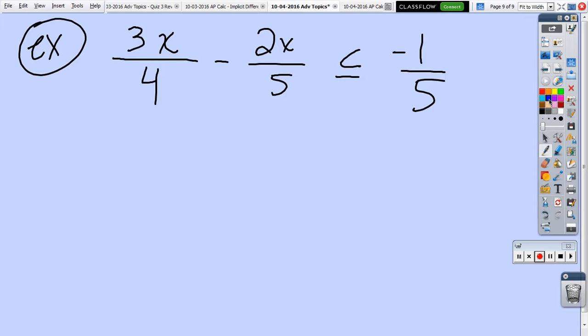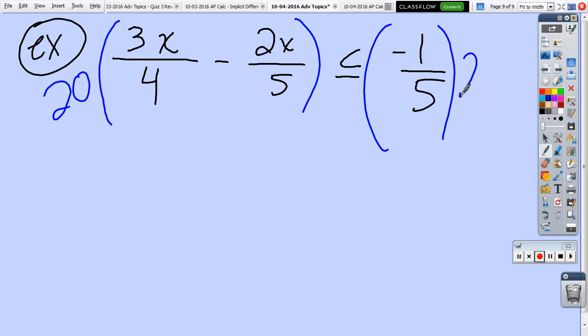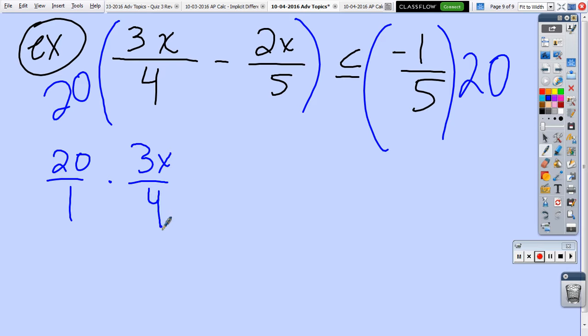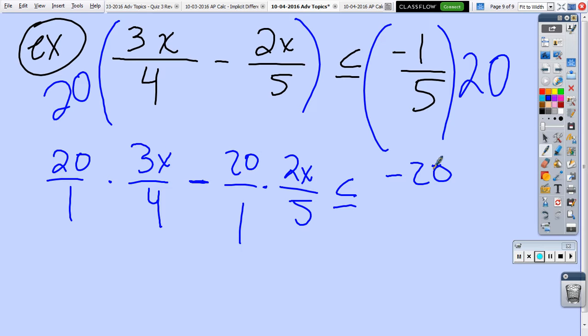So let's do that. Let's multiply the whole thing by 20. Let's multiply this side by 20 and this side by 20. Well, how would that get rid of all the numbers? You'll see. So 20 is the same thing as 20 over 1, right? So 20 over 1 times 3x over 4, minus 20 over 1 times 2x over 5, is less than or equal to negative 20 over 5. Are you guys okay if I just do that in one step? Okay. So watch this. 20 is a multiple of 4. 20 is also a multiple of 5. That's why 20 is the least common multiple.